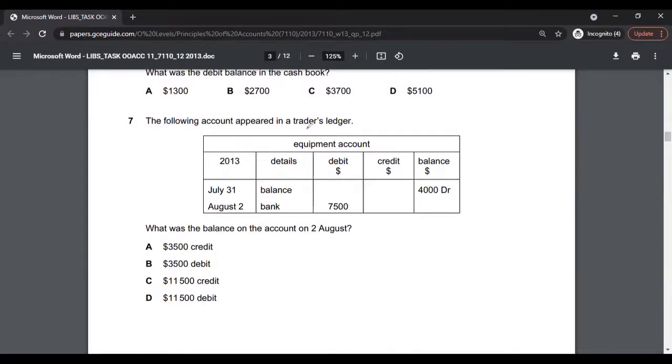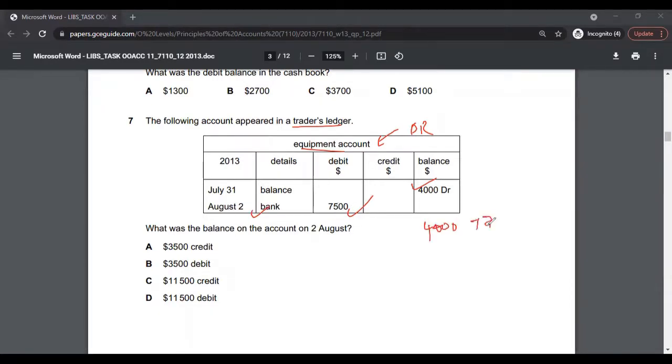The following account appeared in a trader's ledger. Equipment account always has a debit balance. On 31st July, it has a balance of 4,000 on the debit side, and then on August 2nd, you purchase another equipment which cost you 7,500. So the total balance at August 2nd, that's what the question is asking, would be 4,000 plus 7,500. That is 11,500. The answer to multiple choice 7 is option D.